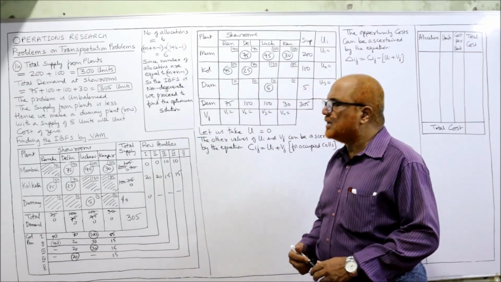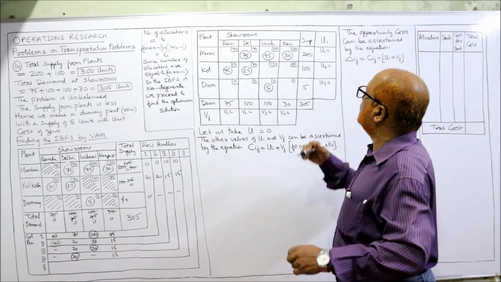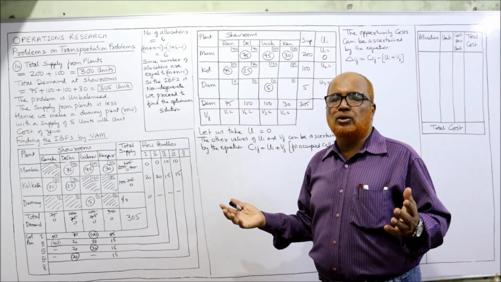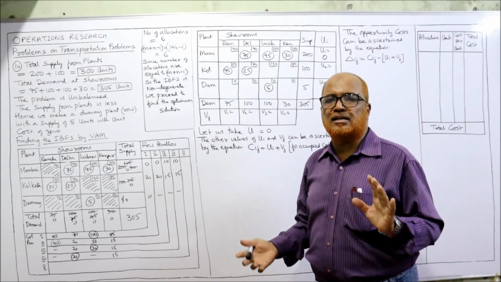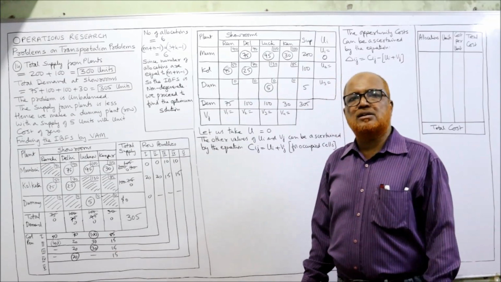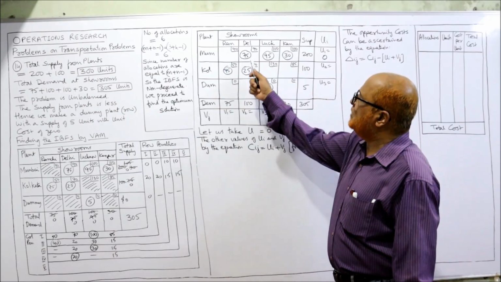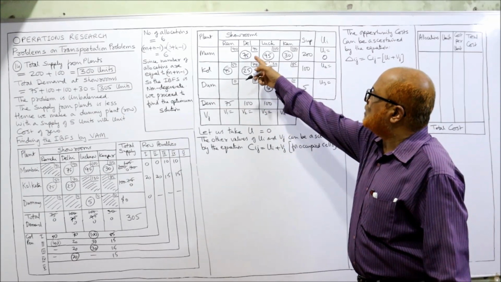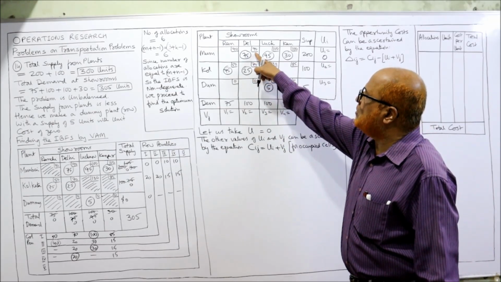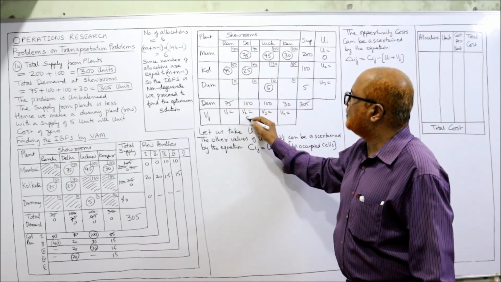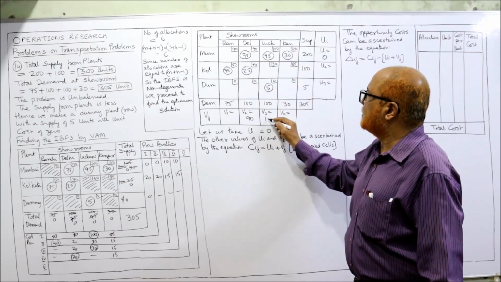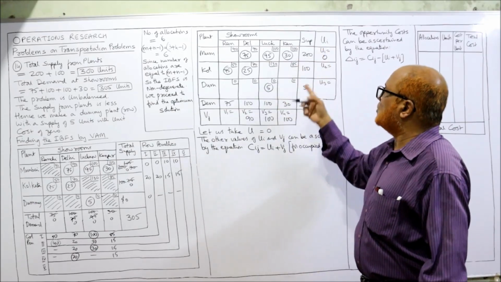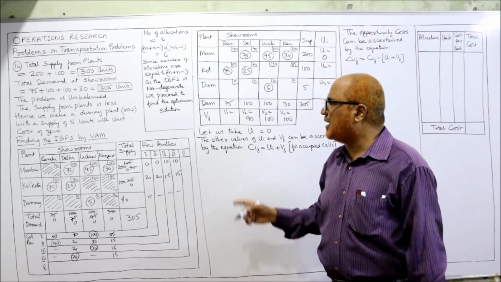Now let us take U1 equal to 0. We can take either U1 or U2 or U3, anything as 0. I am taking U1 equal to 0 because in the first row we have 3 allocations, so directly we can get the values of these allocations. What is the Cij value here? 90, 100, and 100. So if I take U1 equal to 0, 3 values I got ready-made.